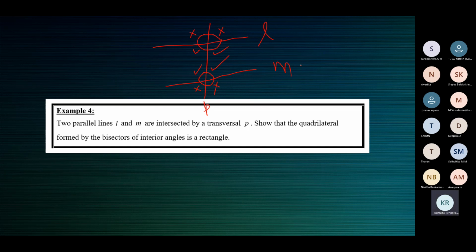Now we need to consider these 4 interior angles and their bisectors. Consider these 4 interior angles. Then bisect these 4 interior angles. When you bisect these four interior angles, the bisectors will enclose and form some figure. They form a quadrilateral. You need to prove that that quadrilateral is a rectangle.